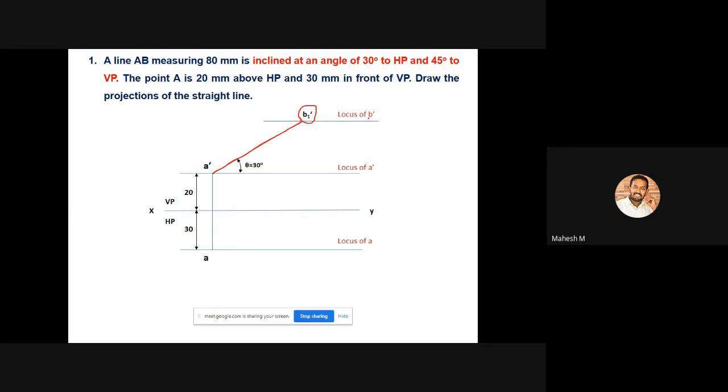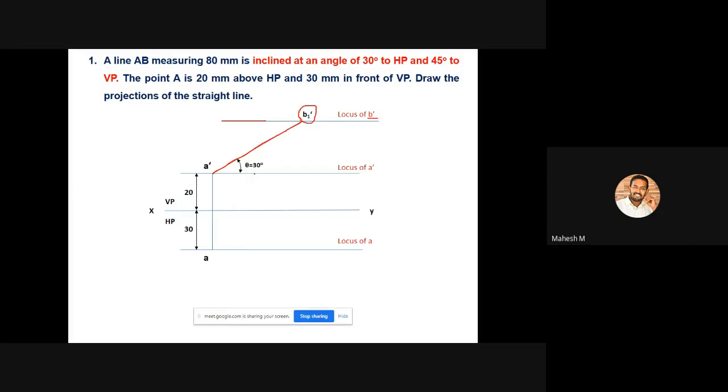Okay, compulsorily it is locus of B dash, and B1 dash should not be used for the line, because only on the horizontal line will the end point of the front view come. Only on the horizontal line will the point B dash come. So for that reason, we are naming it as locus of B dash.